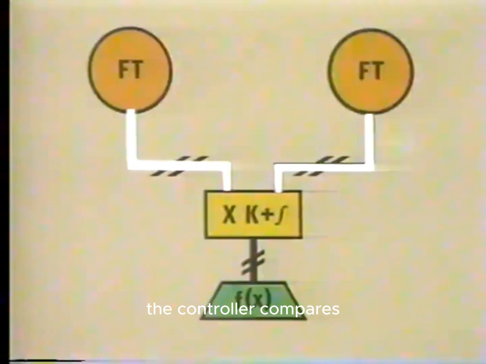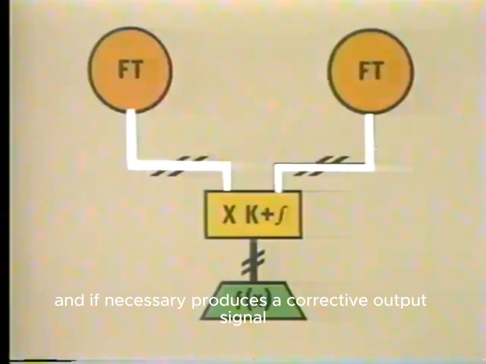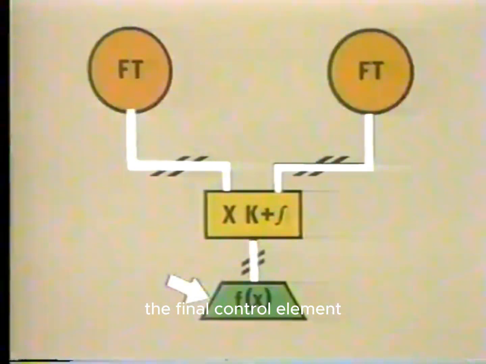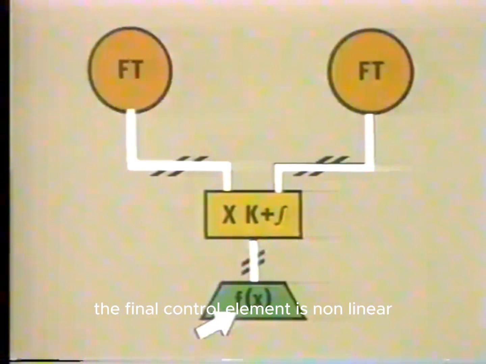The controller compares the signal that represents the other variable to set point and, if necessary, produces a corrective output signal. The output from the controller operates the final control element. This symbol indicates that the final control element is nonlinear.